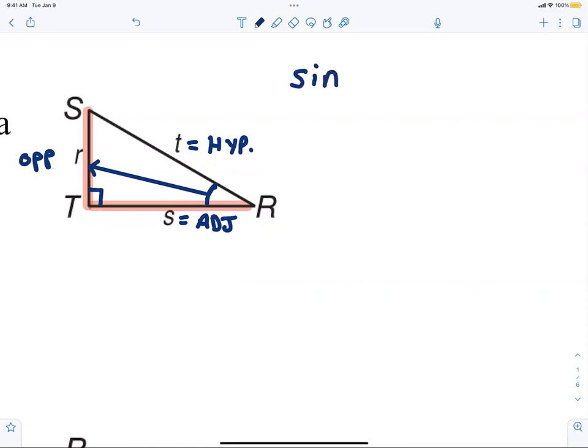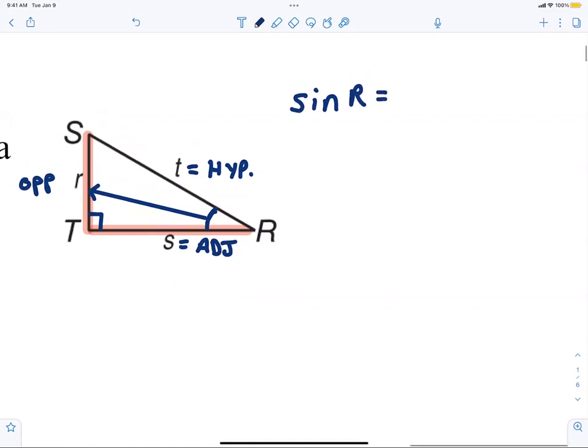And after your trig function, it's always the angle. You always write the angle. So sine of R is defined as opposite over hypotenuse. Now, what letter corresponds to the opposite? R. And what's the hypotenuse? T.